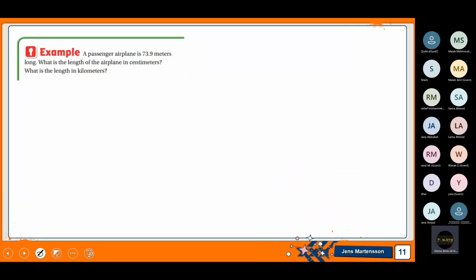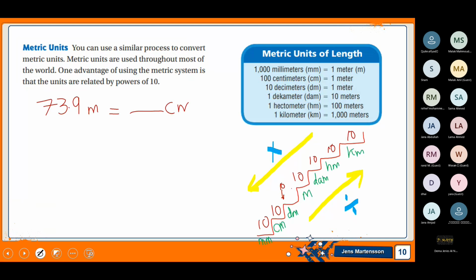Find the length in centimeters. Is the question. Now what will you do? You will say, the given is meter. I have 73.9 meter. So the given is meter.